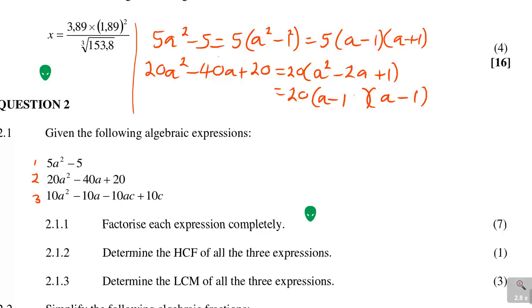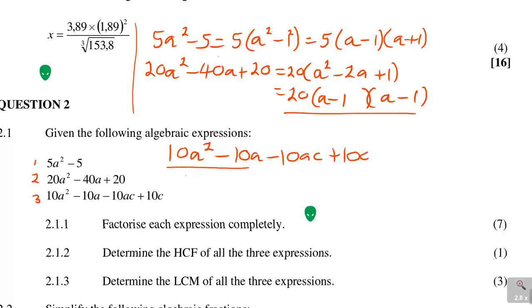So here, as I say, if I multiply a times a is a squared, a times minus 1 is minus 1a, minus 1 times a is minus 1a, which is now minus 2a, negative 1 times negative 1 is positive 1. So this is correct. Then the other one is 10a squared minus 10a minus 10ac plus 10c.